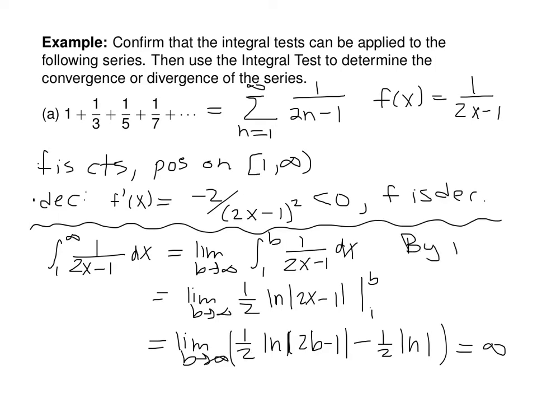So by the integral test, the sum from n equals 1 to infinity of 1 over 2n minus 1 diverges.